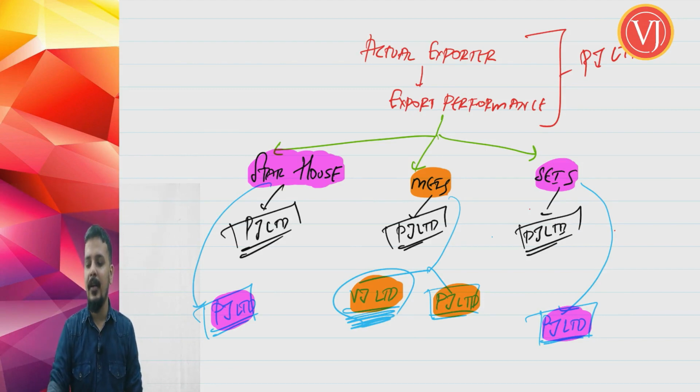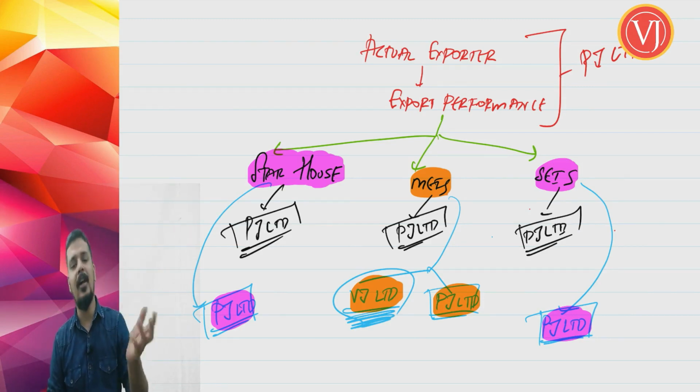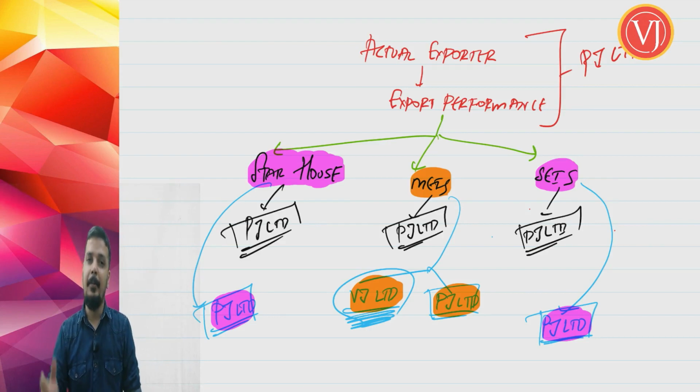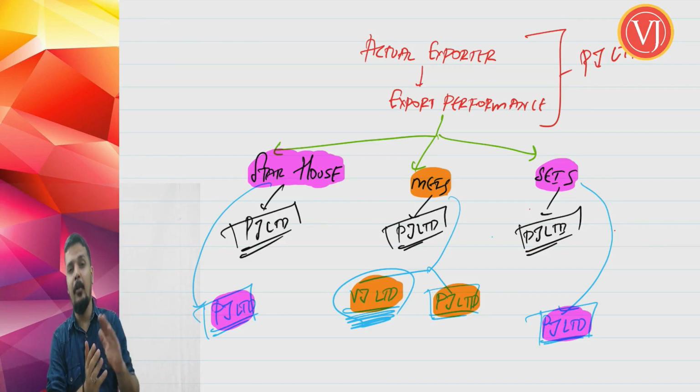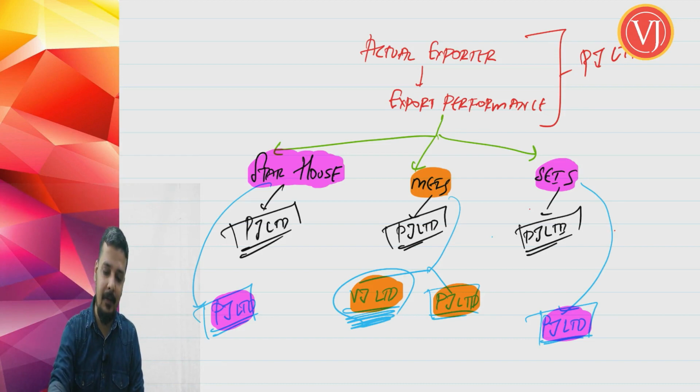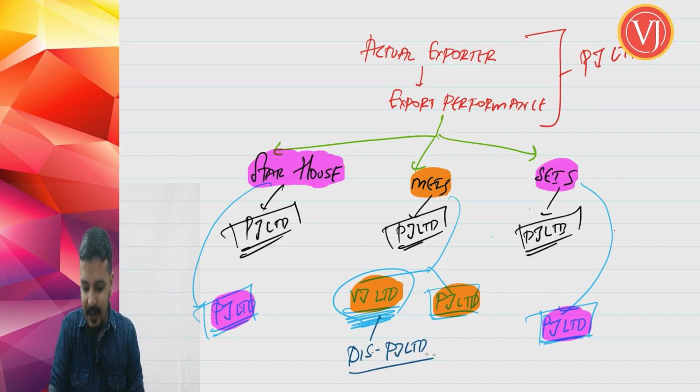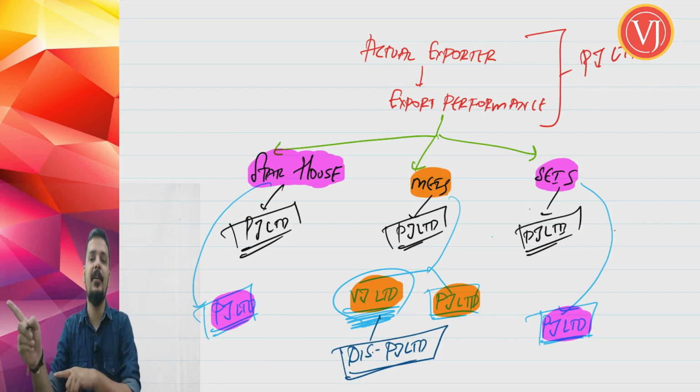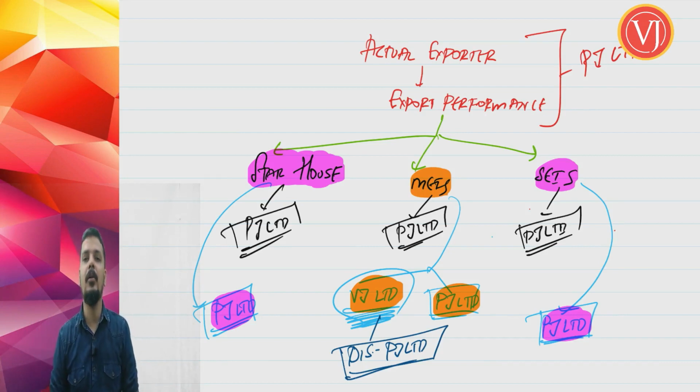Right, to put in a nutshell, SEIS script will be given only to the actual exporter, and the turnover will also be counted only in the actual exporter's turnover. The same is true with star houses. But when you talk about MEIS script, the benefit can be taken either by the actual exporter, in our example PJ Limited, or by the supporting manufacturer who has supplied to PJ Limited. But that supporting manufacturer, when he is claiming the benefit, should give a disclaimer certificate from PJ Limited that PJ Limited is not claiming MEIS script, I am claiming MEIS script. So that has to be given. And that is all about your reward schemes, MEIS script and SEIS script.